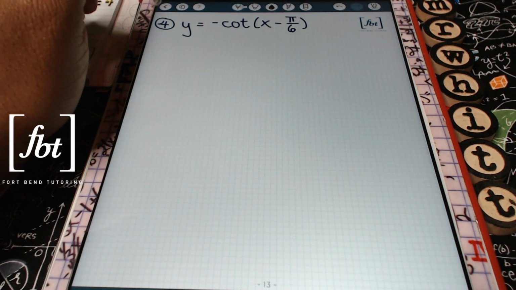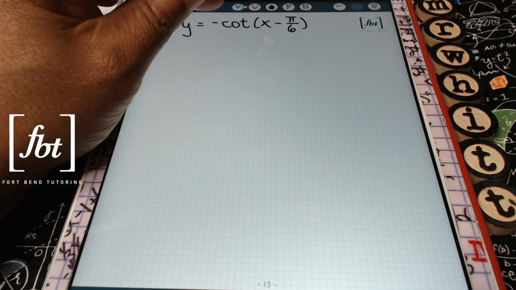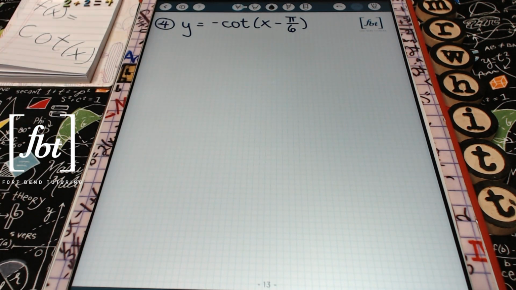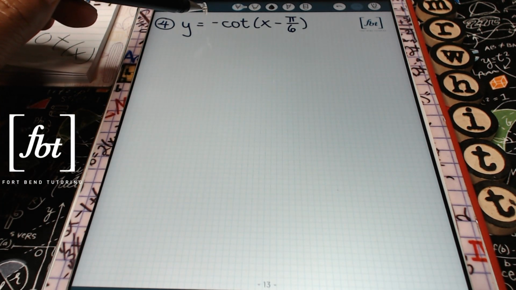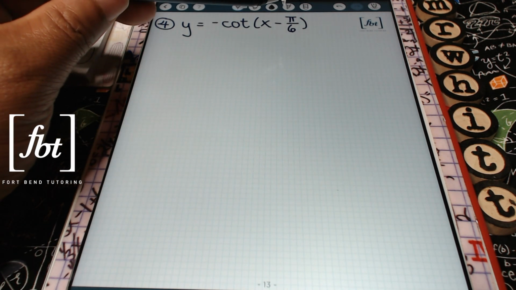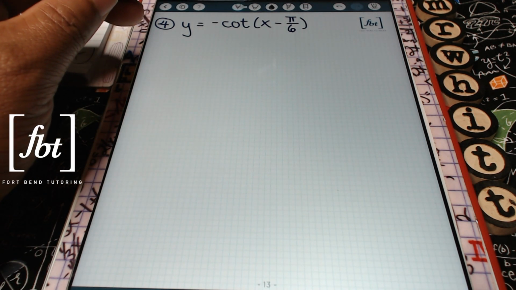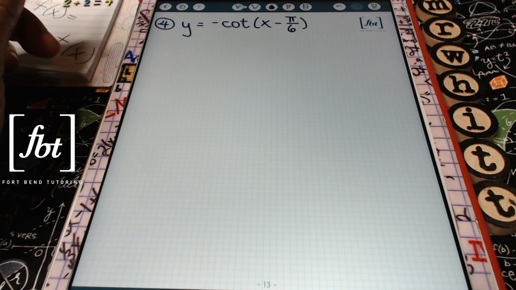All right, so here we have problem number 4. This is going to be y equals negative cotangent of x minus pi over 6. If I were keeping up with my transformations, guys, I would know that I would have a vertical reflection, aka a reflection across the x-axis. Also, I know I have a horizontal shift of pi over 6 to the right, if I were keeping up with transformations. Okay, so that's another strategy.